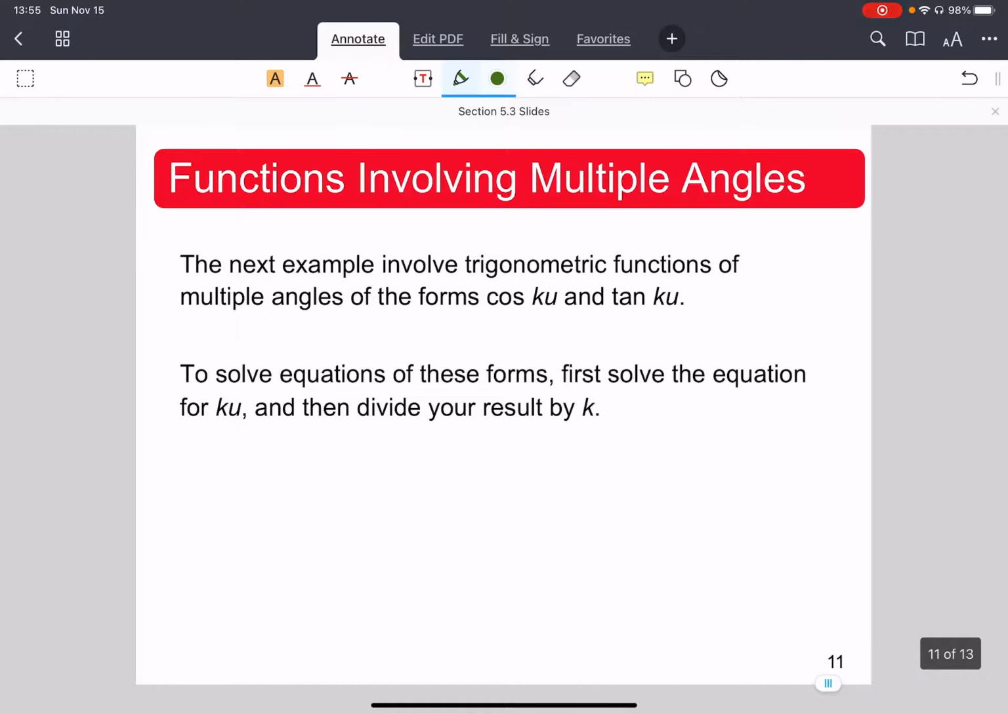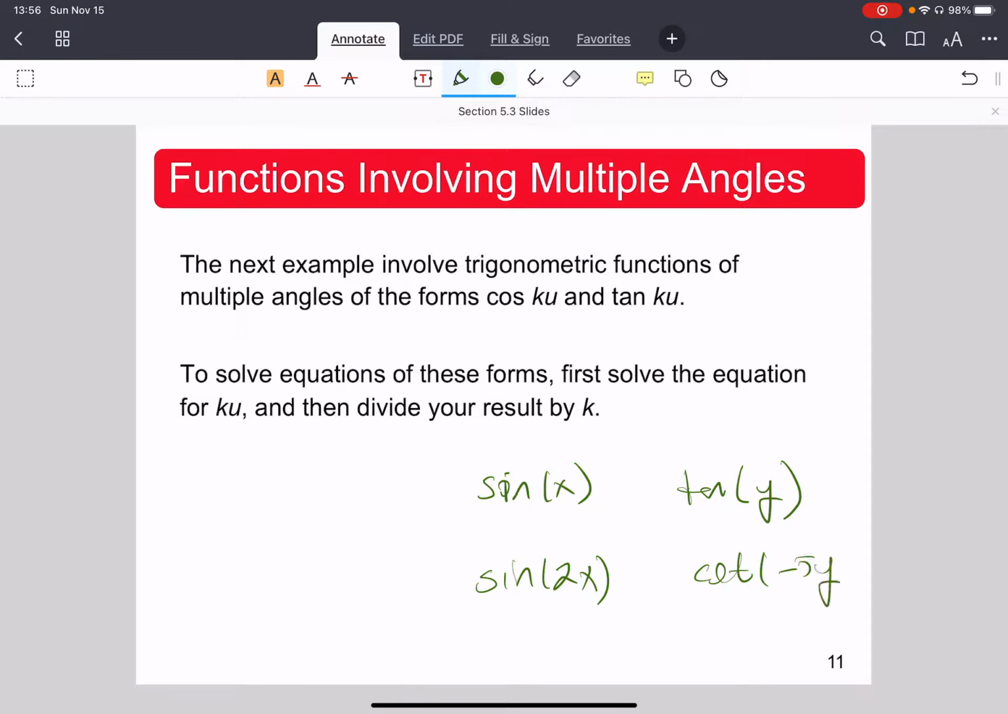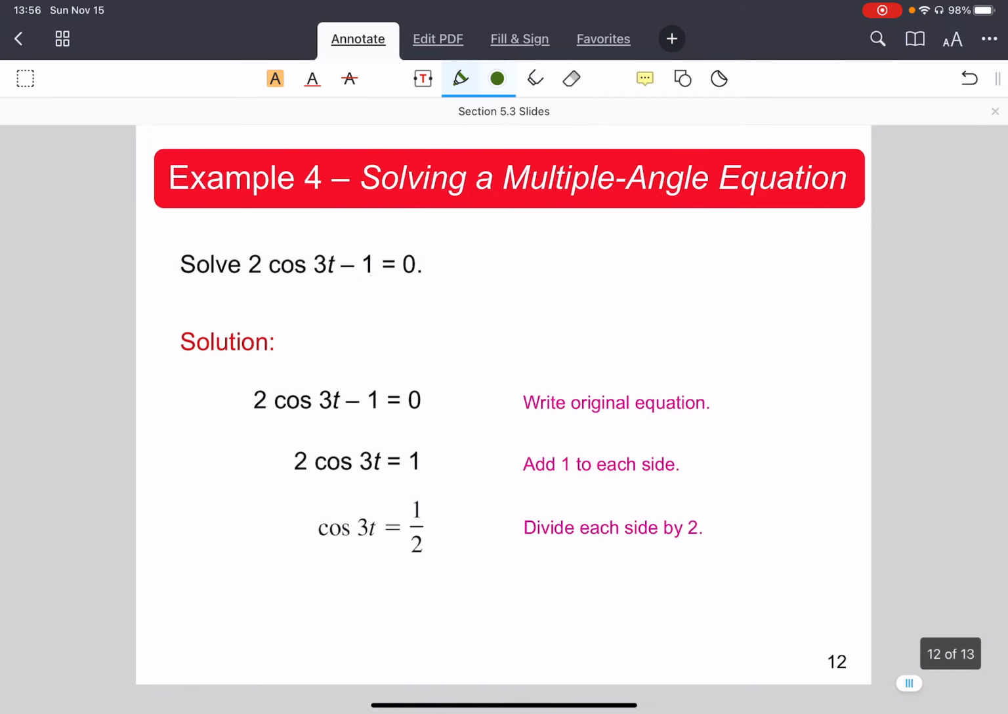Next, we're going to talk about functions involving multiple angles. What I mean by that is, sometimes you just say things like sine of x, or tangent of y, like one value or one variable. But sometimes you may have sine of 2x, or you may see cotangent of -5y. So this has an extra component, and that brings us extra work when it comes to solving these types. I'm going to show you an example and show you how that will work.